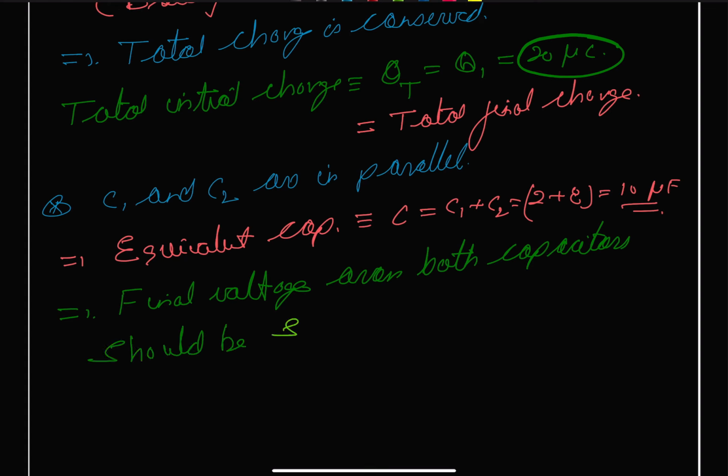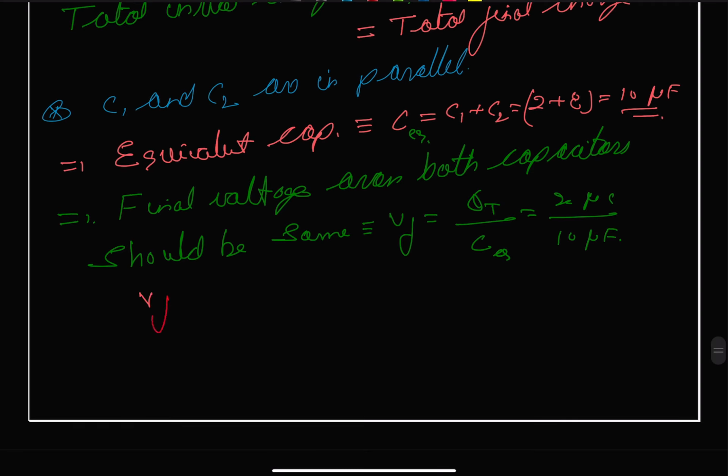Because they are connected in parallel. Let us suppose the final voltage is Vf, which will be equal to our total charge Qt divided by C equivalent. Total charge is given as 20 microcoulomb and we found C equivalent is 10 microfarad. Therefore, our final voltage will be equal to 2 volt.